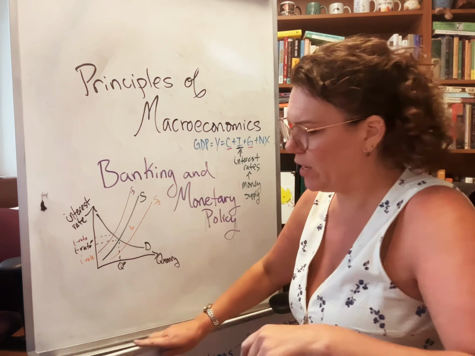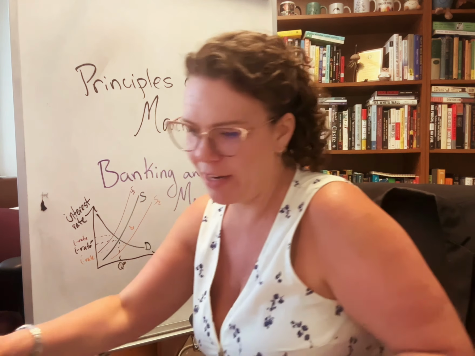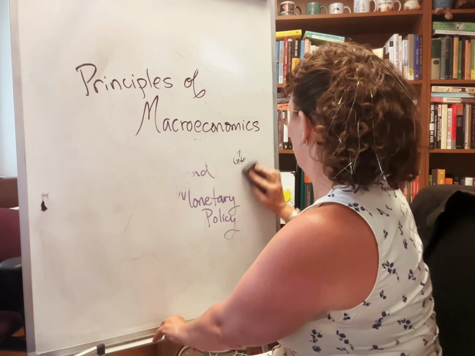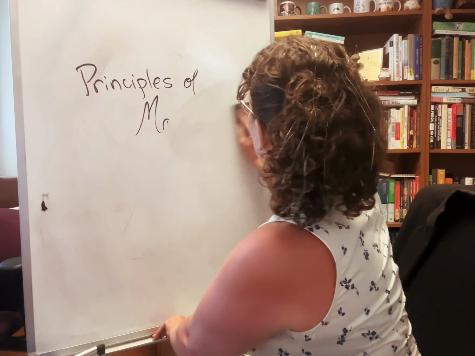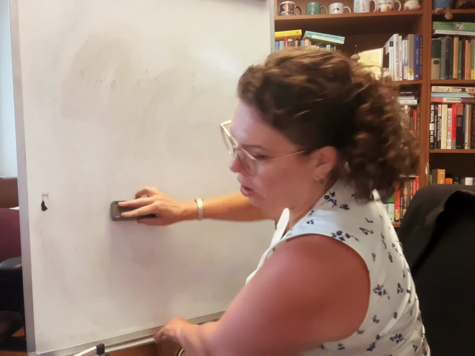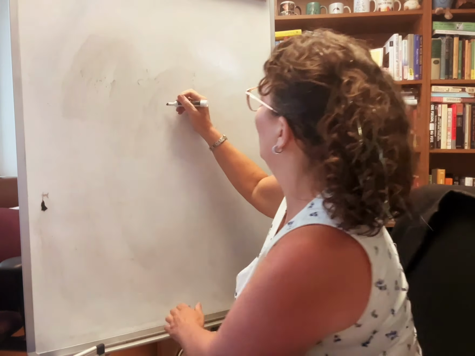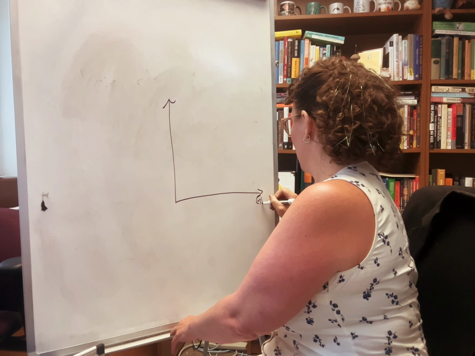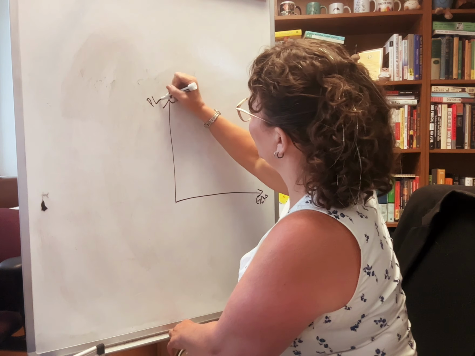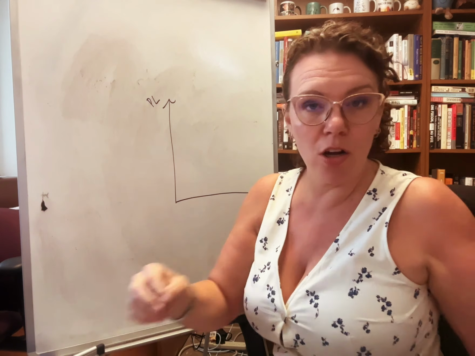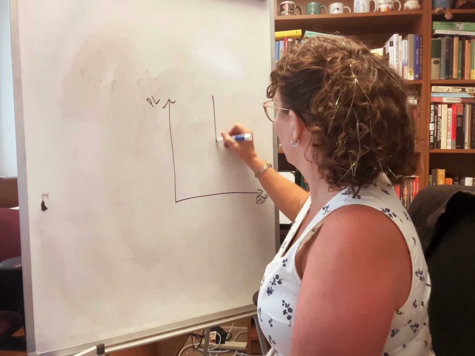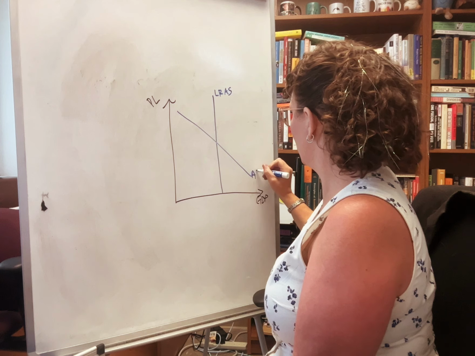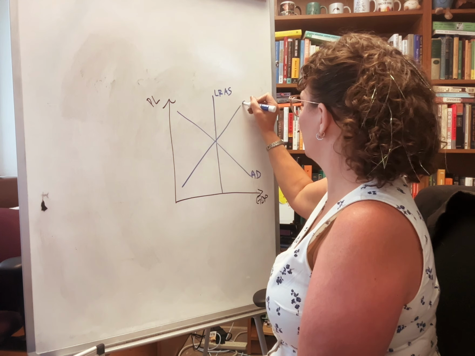So if we come over here and compare our money supply to aggregate demand and aggregate supply, we can kind of see how they are connected. So if we've got our GDP and price level, and we've got long run aggregate supply, aggregate demand, and short run aggregate supply.